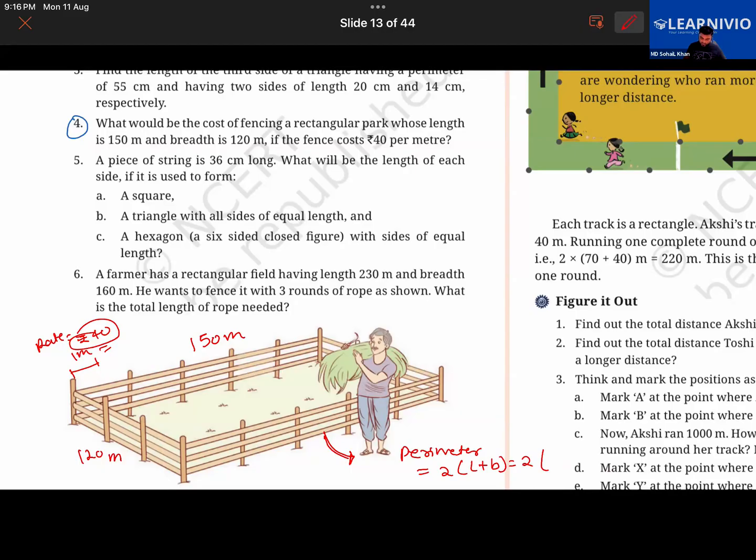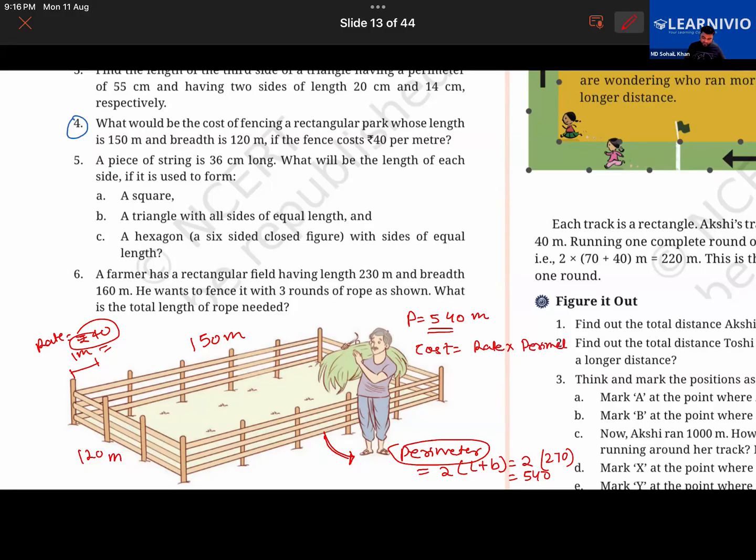Okay. So thereby it's going to be 2 times length plus breadth. Length given to you is 150 plus 120. That's going to be 270, right? So 2 times 270, that is 540. So we have found out the perimeter, that is 540 meter. Then in order to calculate the total cost, it's equal to rate multiplied by the perimeter, right?